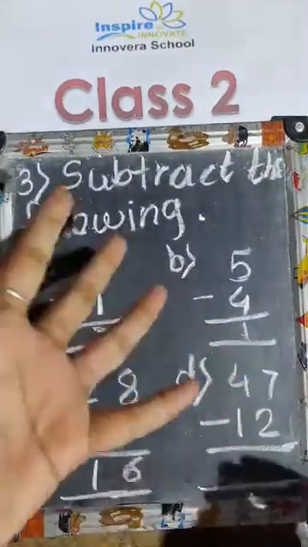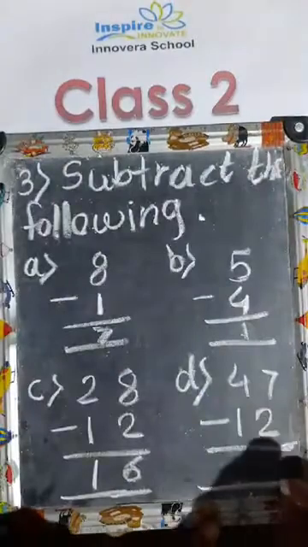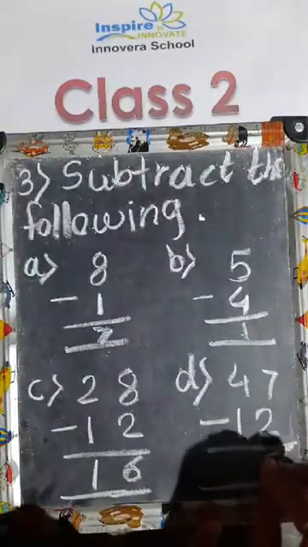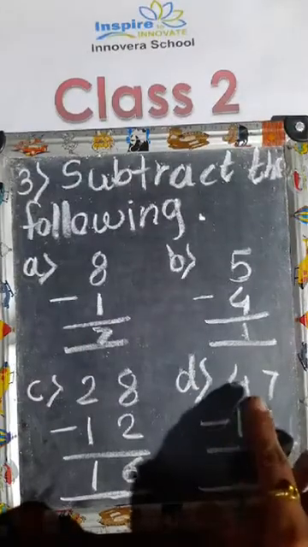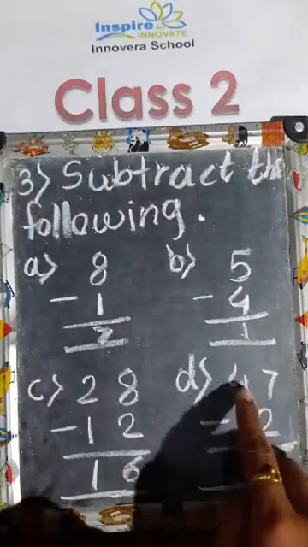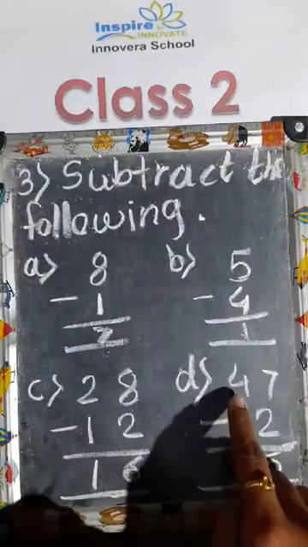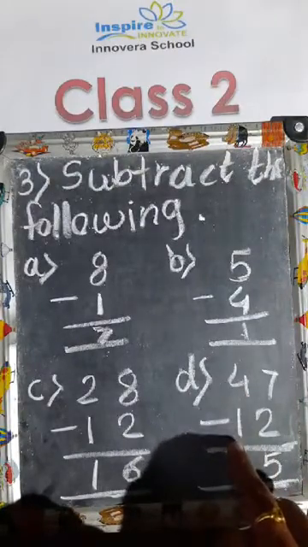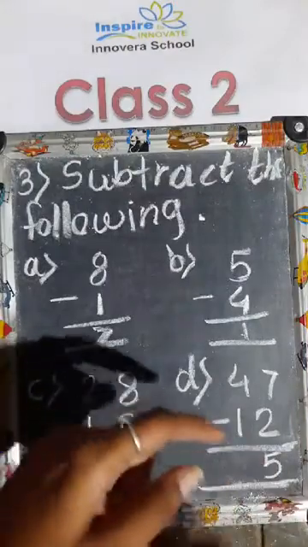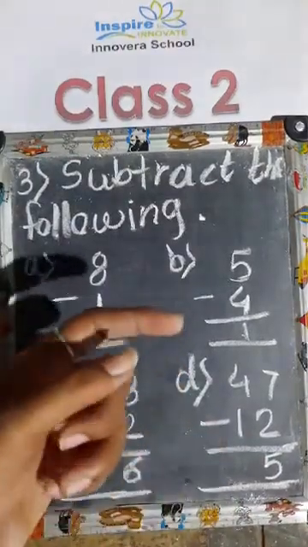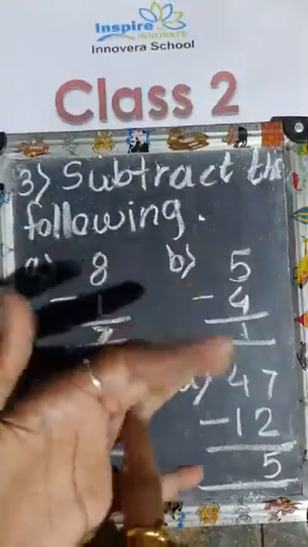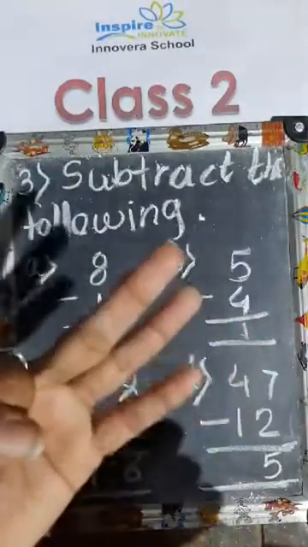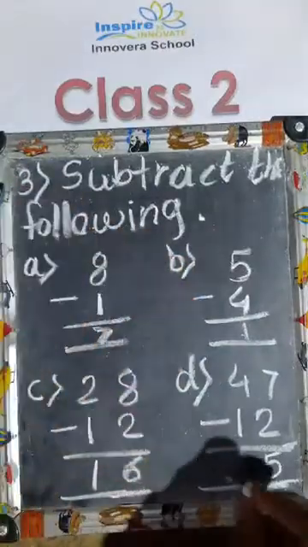So what is the answer here? 7 minus 2 is equal to 5. And in the tens column, what is the number? In the first place, 4, and in the second place, 1. So 4 minus 1 is equal to, if you don't know how to do it, you can start counting after 1: 2, 3, 4. How many fingers have I got? 3. So what is our answer over here?